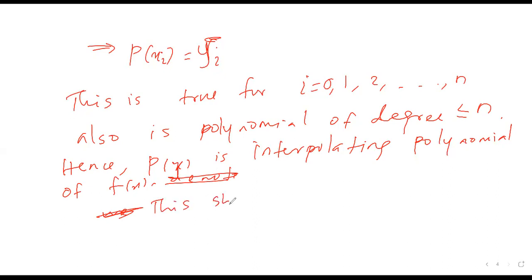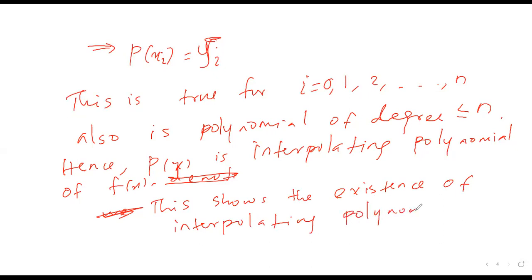This shows the existence of the interpolating polynomial. So include Lagrange. Lagrange is a person's name, so you have to use the capital letter L. Newton, Lagrange, Gregory, these are mathematicians' names, so you have to start them with capital letters. So we have proved this is existence.